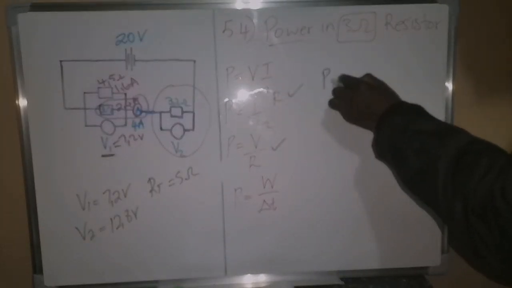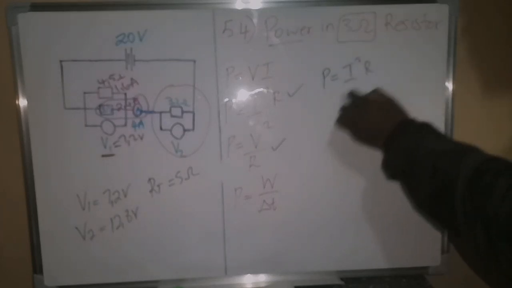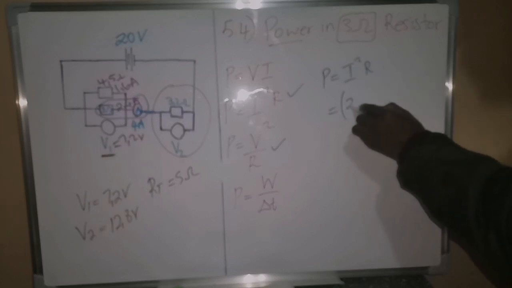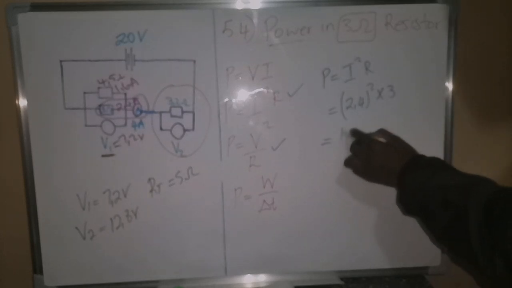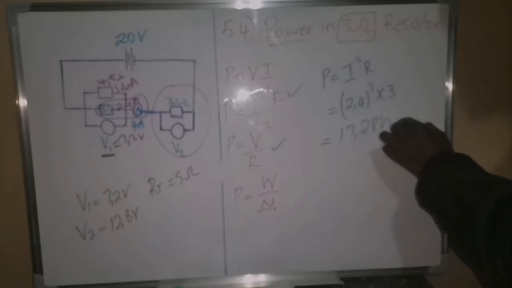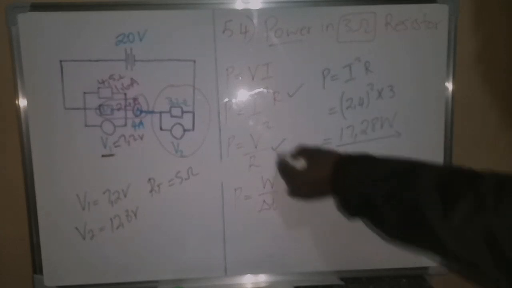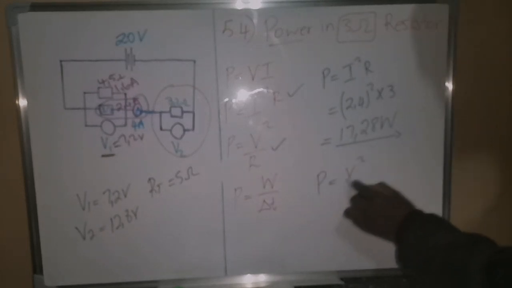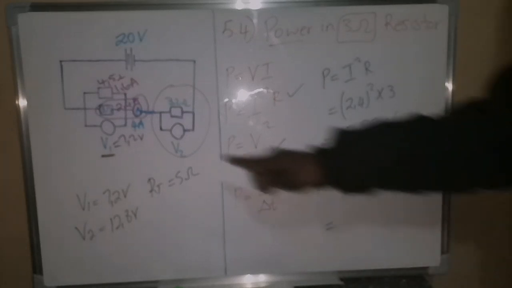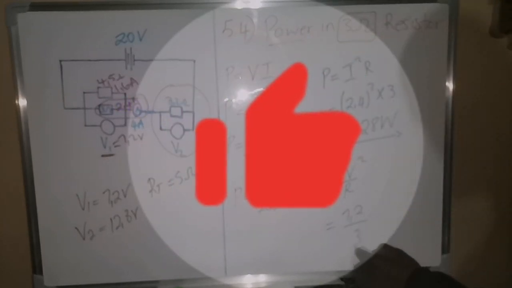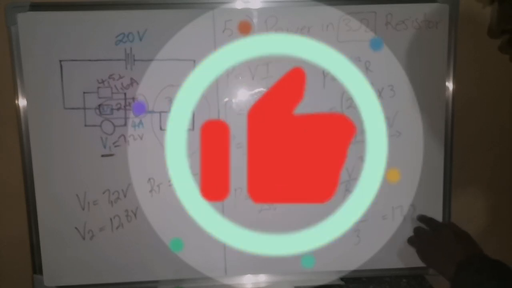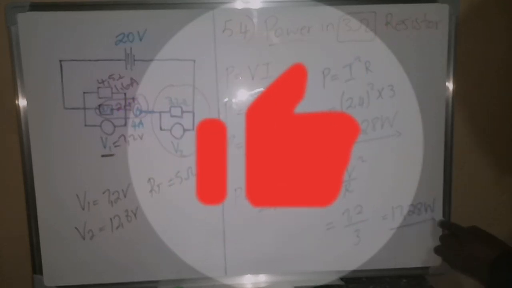P is equal to I squared times R. The current is 2.4 across the 3 ohm resistor, so 2.4 squared multiplied by 3. Our answer is 17.28 watts. Another formula: P is equal to V squared over R. The voltage across the 3 ohm resistor is 7.2, squared, divided by 3. Therefore the value is 17.28 watts.